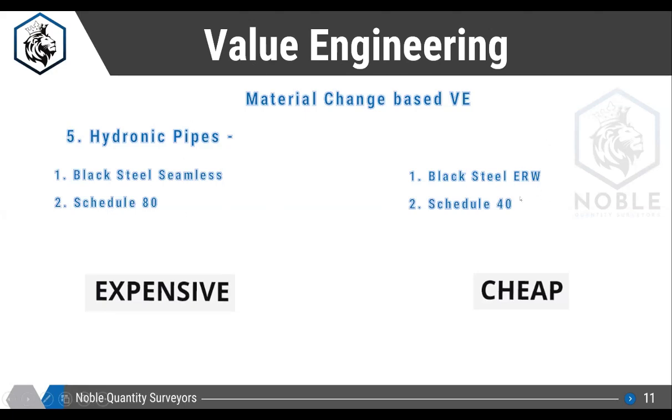So ERW is a cheaper option and seamless is an expensive option. There is a difference of almost 50% in the price. Current market price in UAE dirhams for black steel pipes, if you're taking the 20 pipes, it will cost about 14 dirhams per meter for ERW black steel pipes. But if you are using a black steel seamless pipe, it is around 26 to 27 dirhams per meter. So this is only 14 and this is 26. So almost a difference of 80 to 90%. So this much cost saving you can do by changing seamless to ERW. So this is also a kind of material change based value engineering.